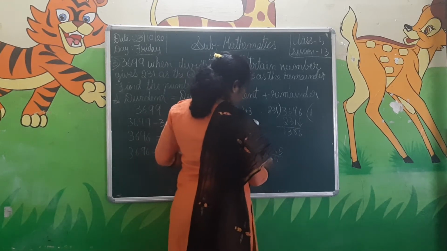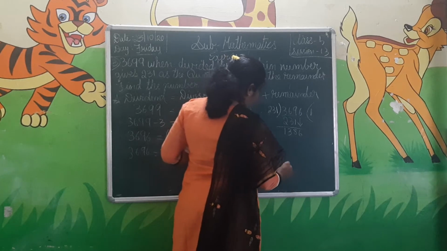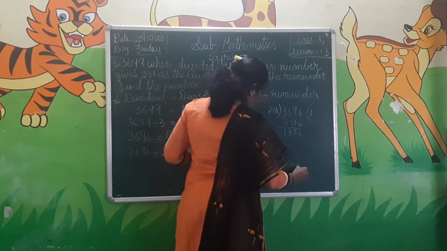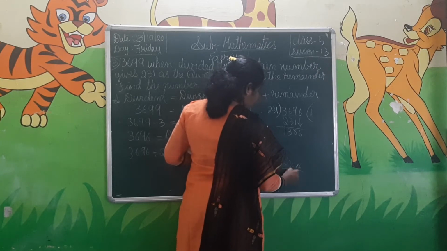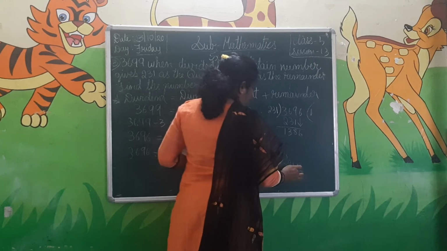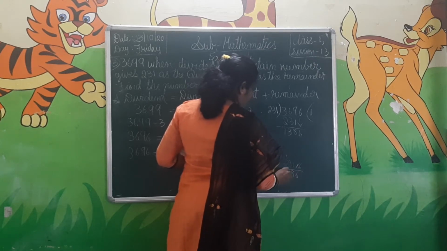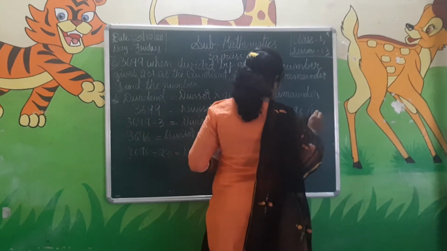Okay, then go for the next one. That is 231 into 6. 1 6 is 6, 3 6 is 18, 2 6 is 12, 12 plus 1 is 13. Okay, 231 into 6.